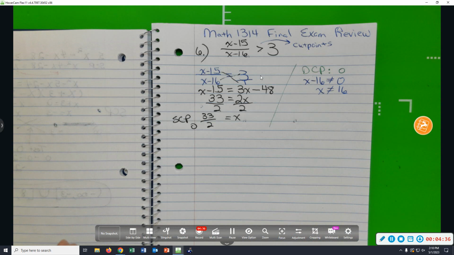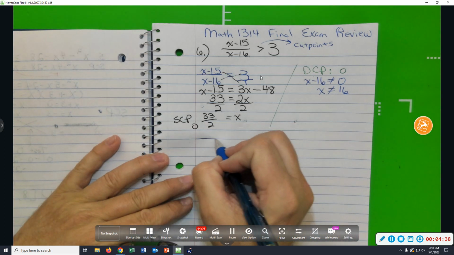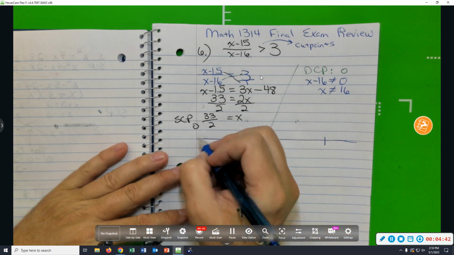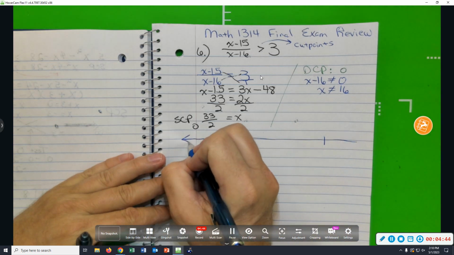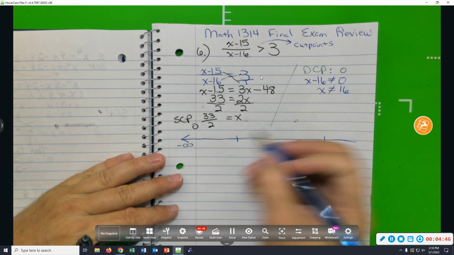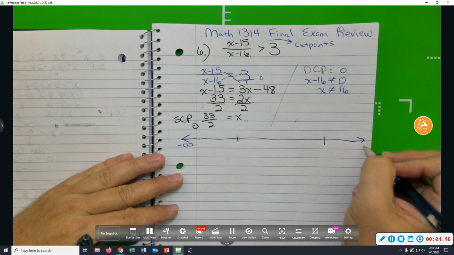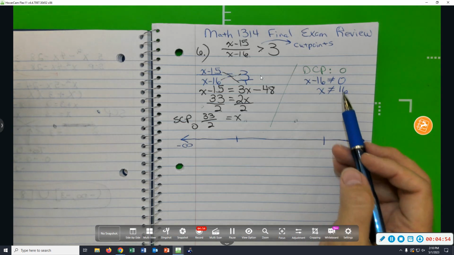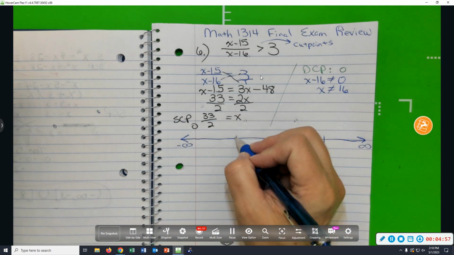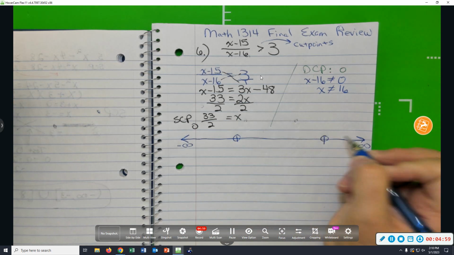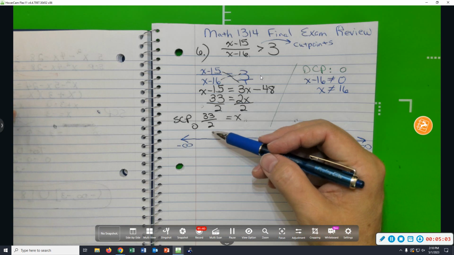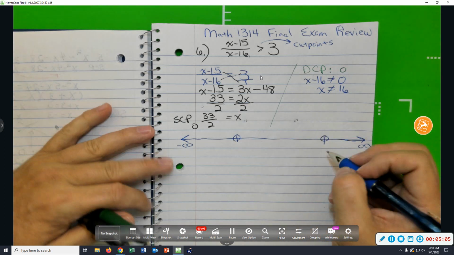Now we'll draw a number line. We have two cut points. Which one's smaller? Well, they're both going to be open circles, aren't they? They're both open. The 16 is smaller. 33 over 2, that's 16 and a half. So that's larger.